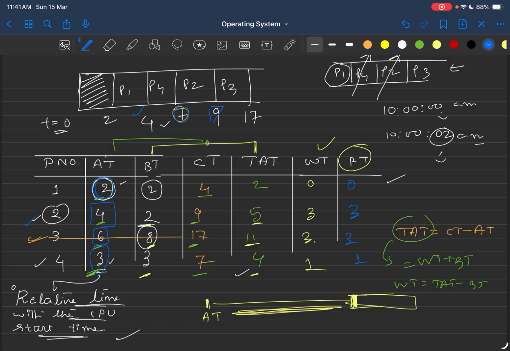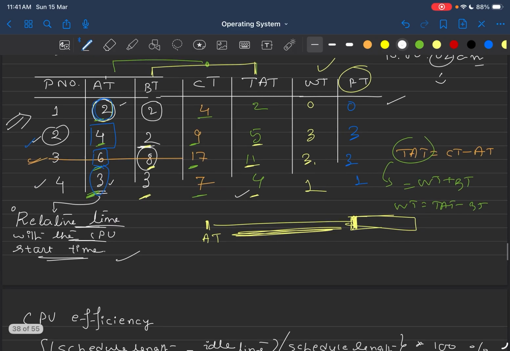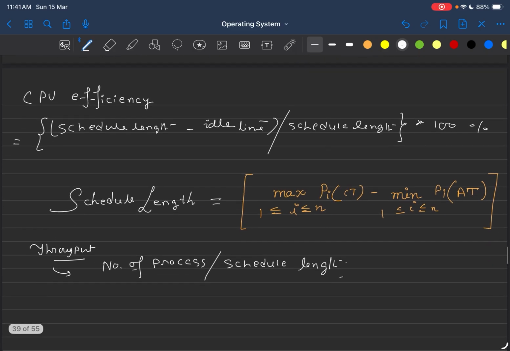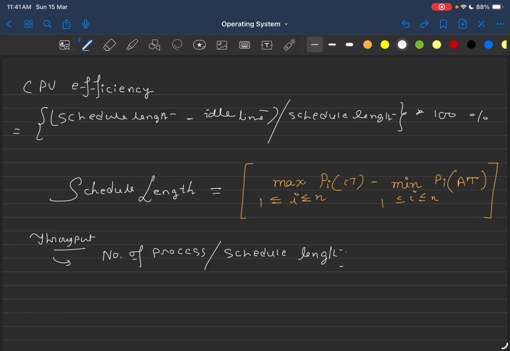So now we have calculated this Gantt chart and the table as well. Now let's move to the second thing. So far whatever we have seen, we have not calculated two or three things. One is CPU efficiency, another one is schedule length, another one is throughput. So what is the formula of CPU efficiency?